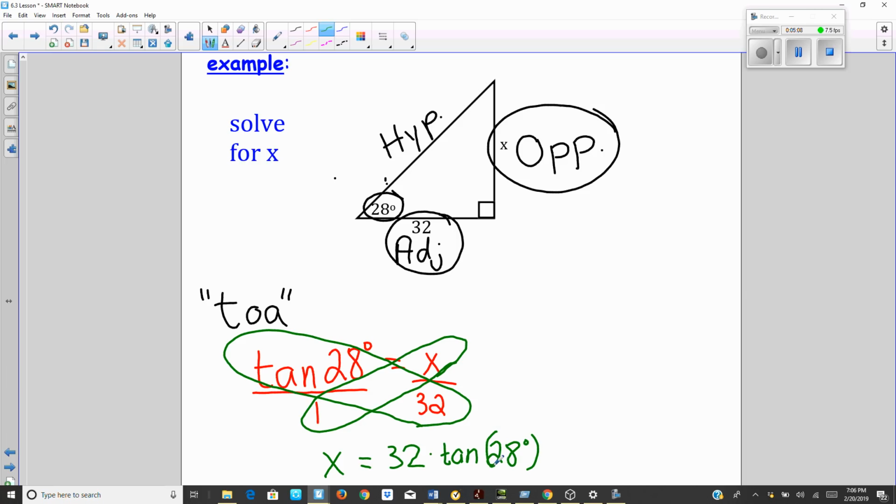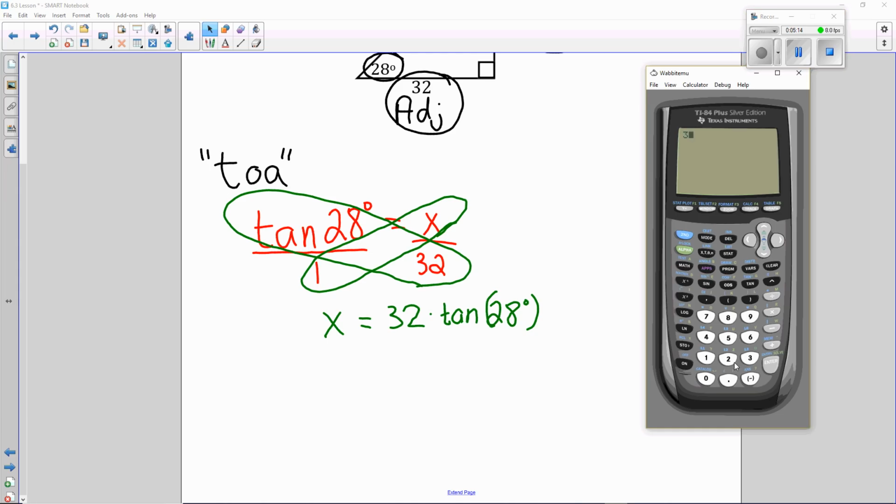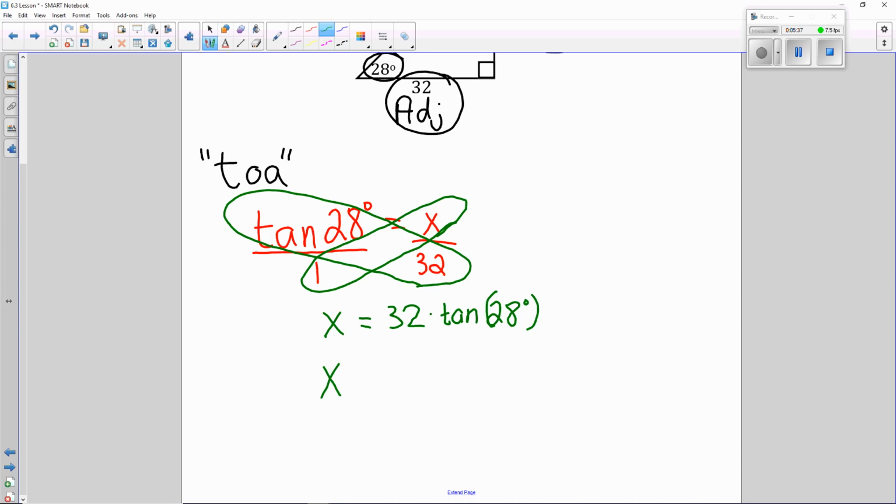So x is going to equal 32 times the tangent of 28, and then you're simply going to punch that into the calculator. So again, tangent is right here, a couple of buttons above the 9, and we're going to type that in. And when you hit enter, you should get 17.01. If you're not getting that when you type it in, that means you're probably in radian mode still, so change your calculator. And typically, we're going to round everything to the nearest tenth. So x, in this case, to the nearest tenth is just going to be approximately 17 units.